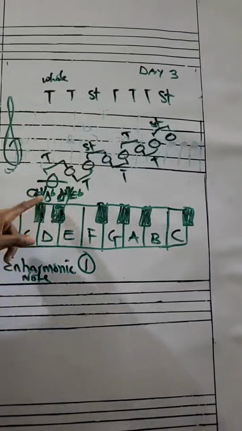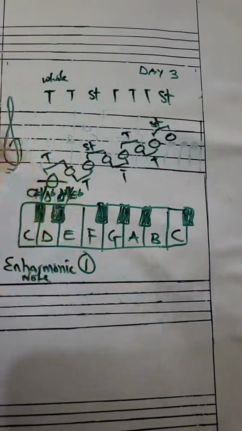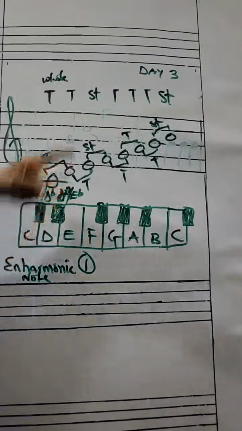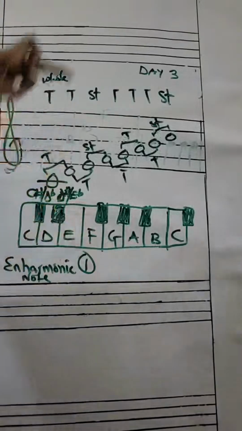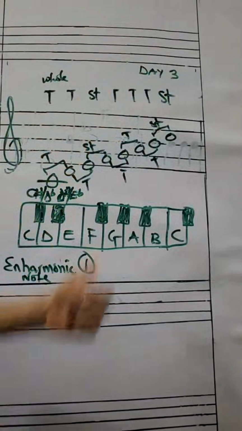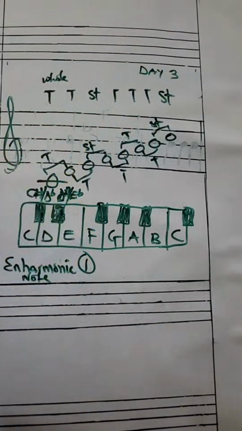C sharp and D flat is this black note. When you are going further, it is called your C sharp. When you are coming back, it is called your D flat. The same thing is applicable to this. When you are going further, this is called your D sharp. Then when you are coming back, when you are descending, this is called your E flat.